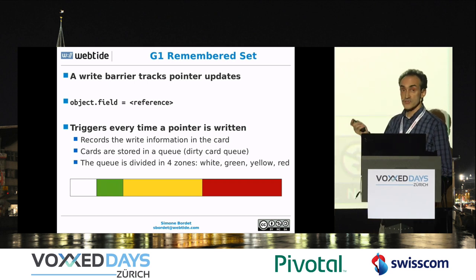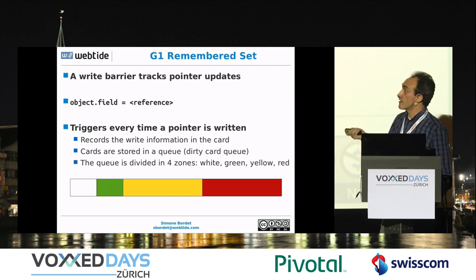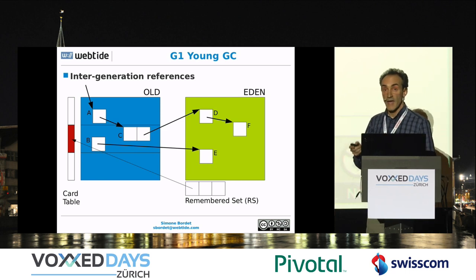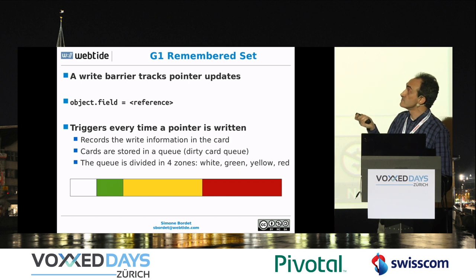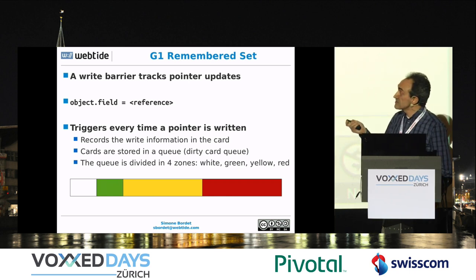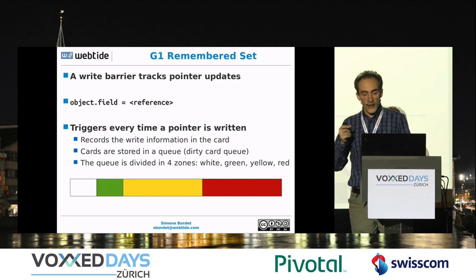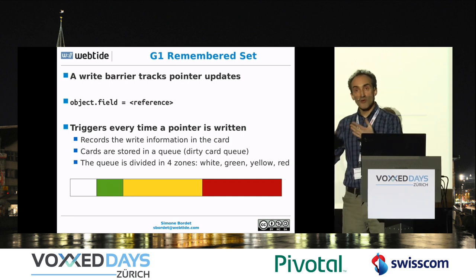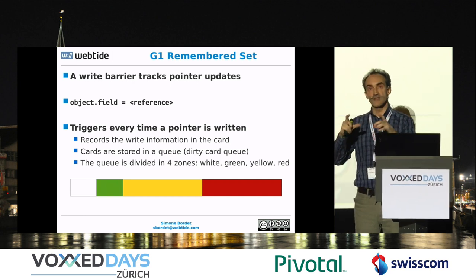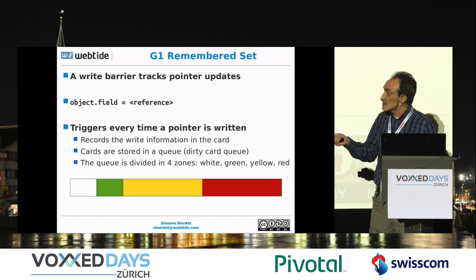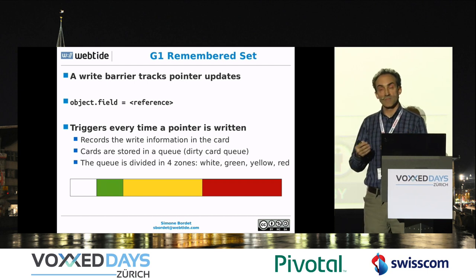And so it can keep track of all the information about this pointer. Every time a pointer is written, G1 stores the information in the card. So here, it marks this card and says, okay, this is dirty. And then it puts that information into a separate queue called the dirty card queue. This queue is divided into four zones: white, green, yellow, and red. As my application runs and modifies pointers, this queue grows. Many modifications to objects existing in that particular region are created, and so this queue fills up. Until the number of entries stays in the white zone, nothing happens.